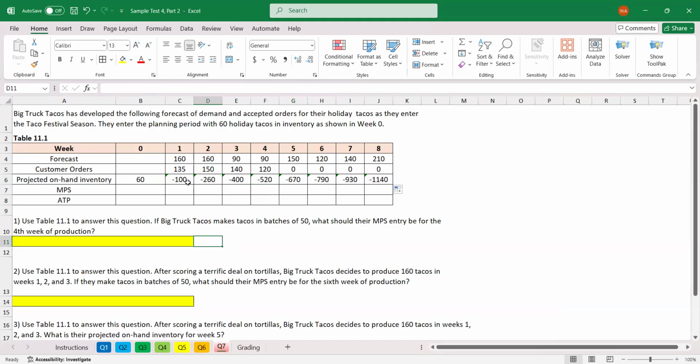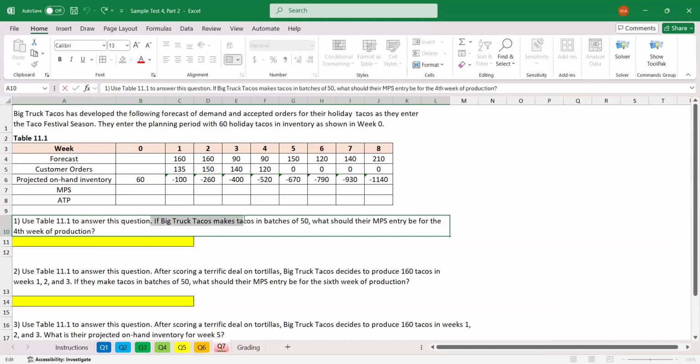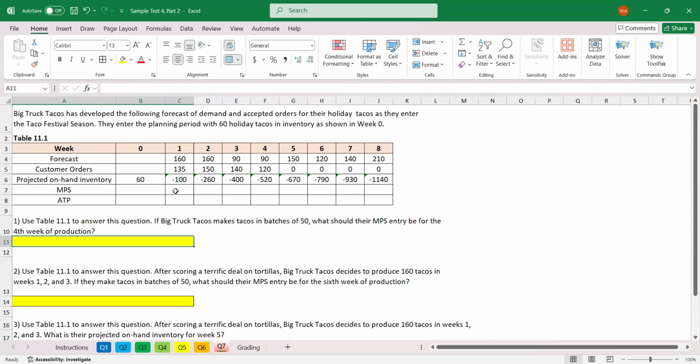Okay, so now I see here we have a whole bunch of negatives, which mean that we need to build some inventory. Okay, so to answer question 1, if Big Truck Tacos makes tacos in batches of 50, what should the MPS entry be for the 4th week of production? They make tacos in batches of 50. What else are we told? One piece of information not seen here, which I'll have to provide to you, is the lead time. So I'm going to put a lead time here of 1 week. These are tacos. I'm going to say that 1 week sounds about right.